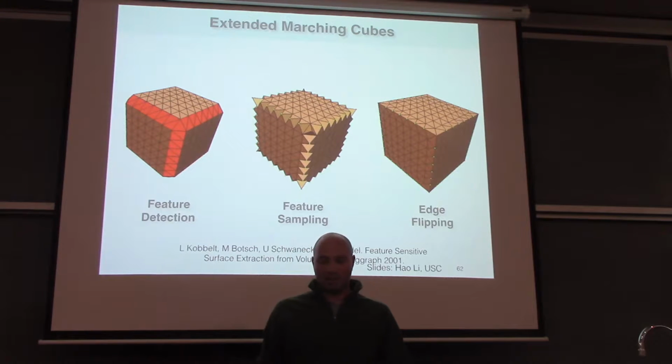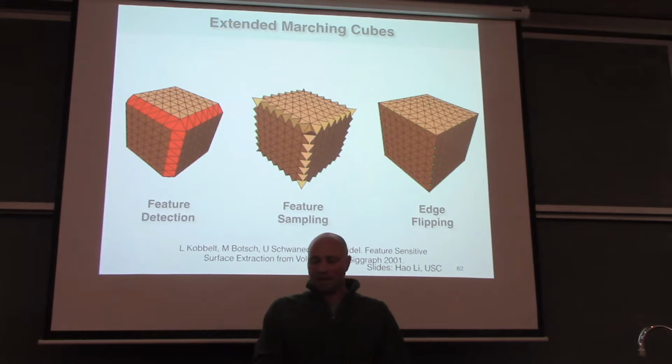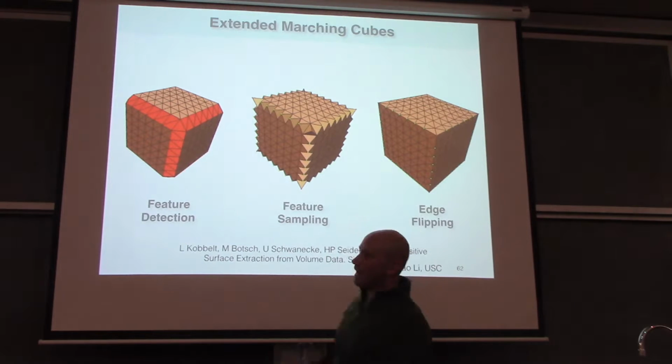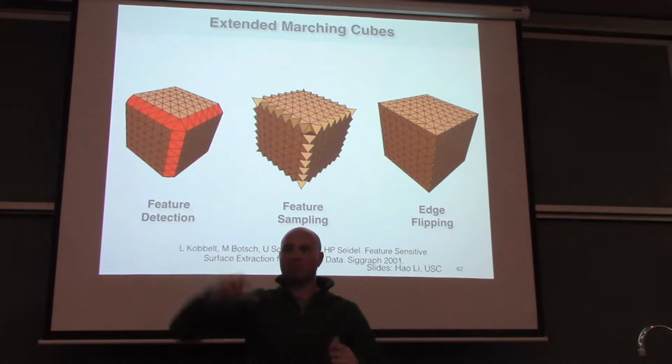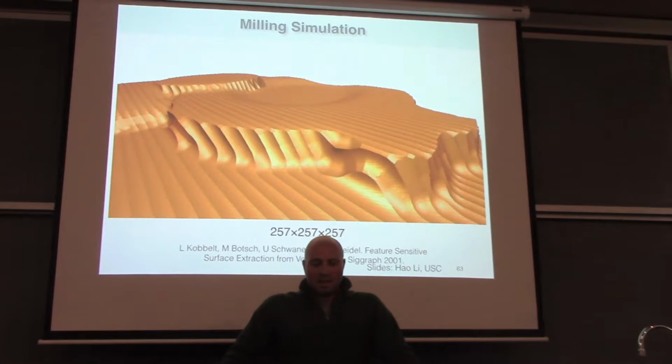And if you do that, you're able to more or less reorient the edges. They call this edge flipping until you end up having a nicely oriented edge. And the rest of the surface is more or less the same marching cubes sampling that you had from before. So if you apply this to CAGD and milling applications, you're able to get something very nice like this.